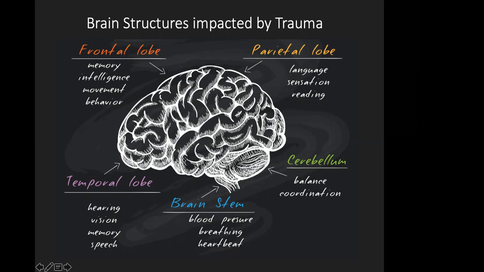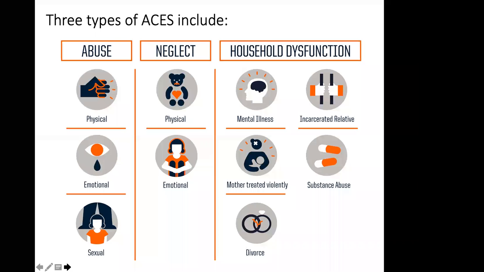And carrying all that information all the way up to the frontal lobe, where our brain works on memory, movement, and behavior, those executive functioning skills. All of those different brain structures are significantly impacted by trauma. And these changes are lifelong, starting from birth.